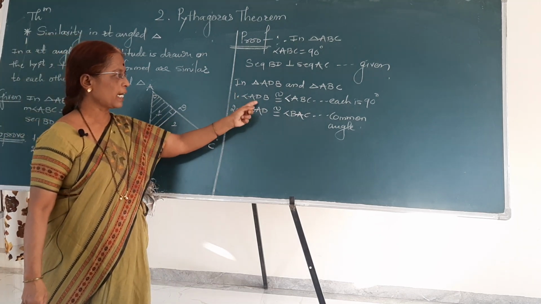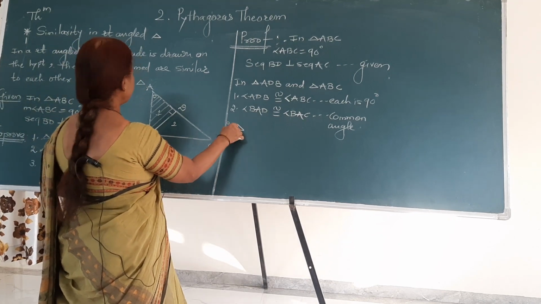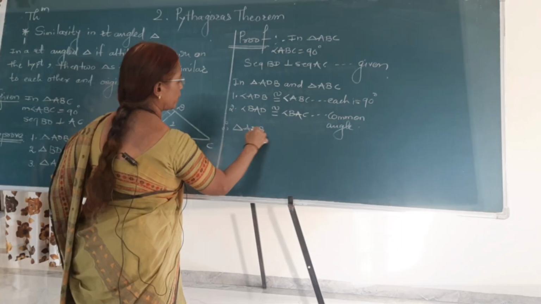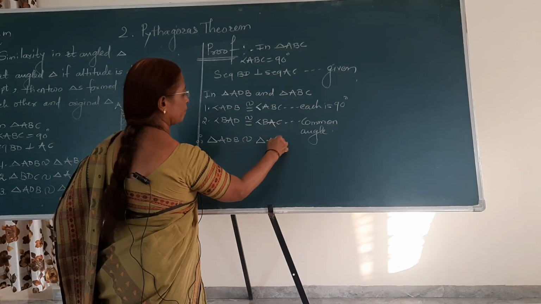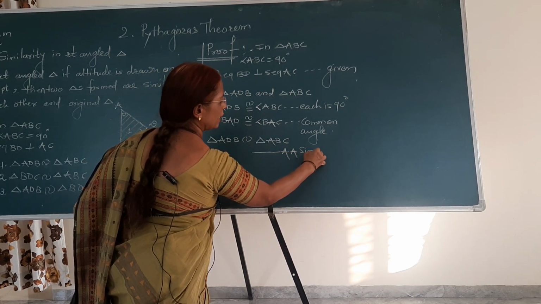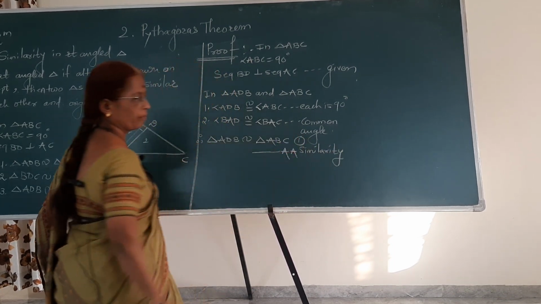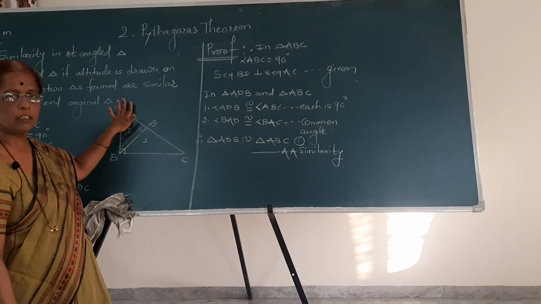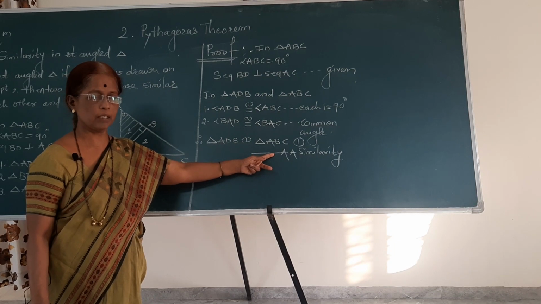These are the two pairs of angles. They are congruent. Therefore, we can write triangle ADB. Now see, the sequence is very important. ADB is similar to larger triangle ABC. And the test is a test of similarity. And this is our first equation. What we prove? Triangle ADB, the first smaller triangle, is similar to original one ABC. So this is our first equation.